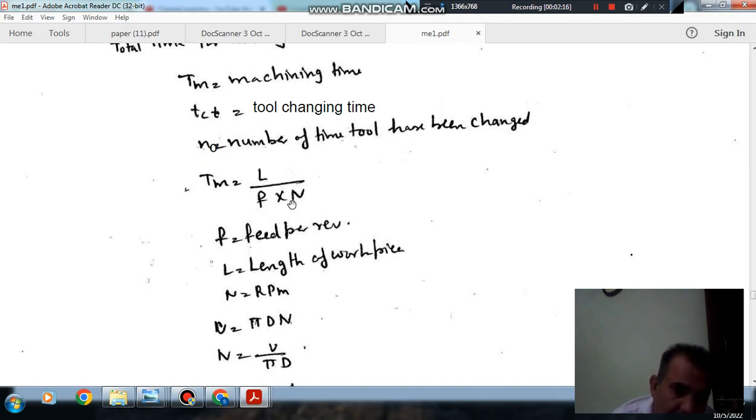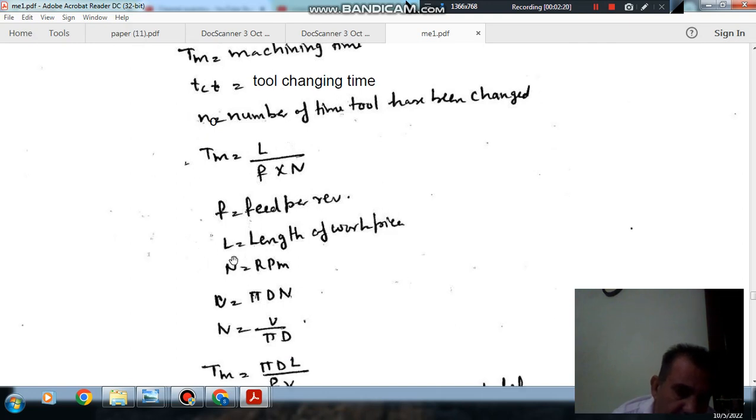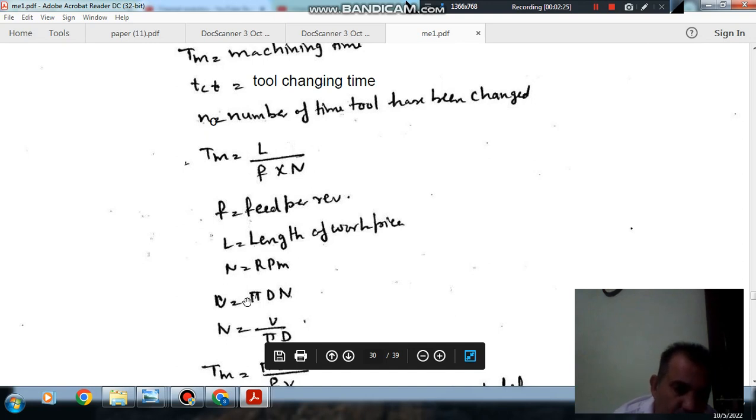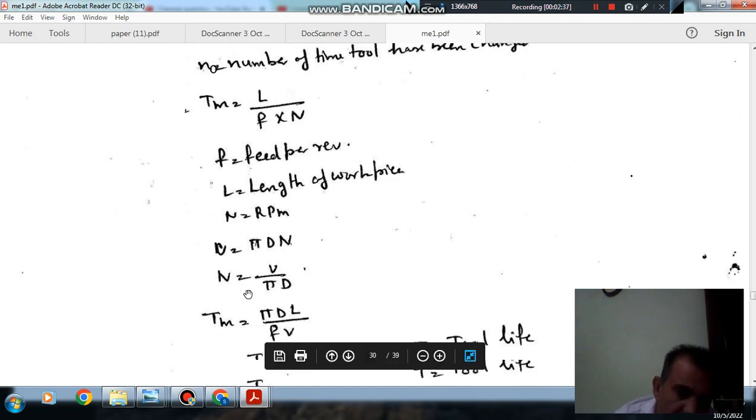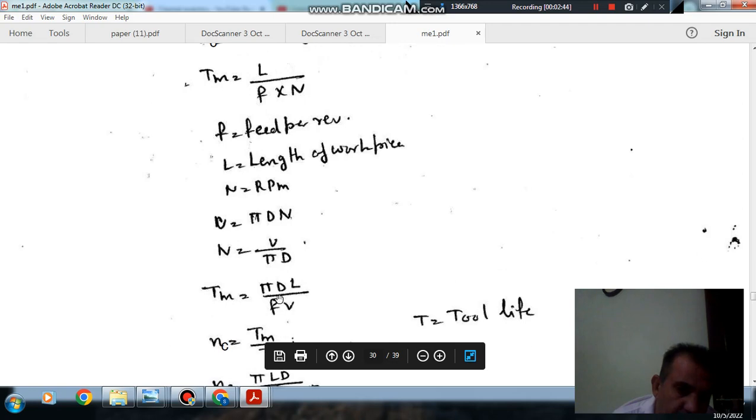So L by F into N will be your machining time, and this N can also be determined from this equation. Because V is your cutting velocity, V will be equal to pi D N, since in one revolution there is pi D distance traveled. So N comes out as V by pi D. Now we can put the value of N here, so Tm will be pi D L by F V.